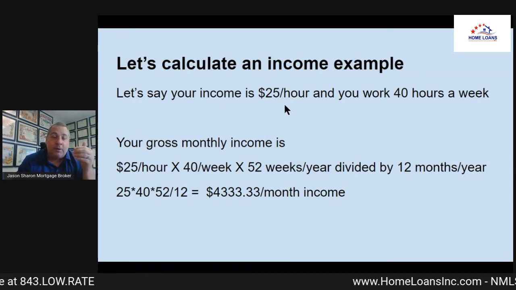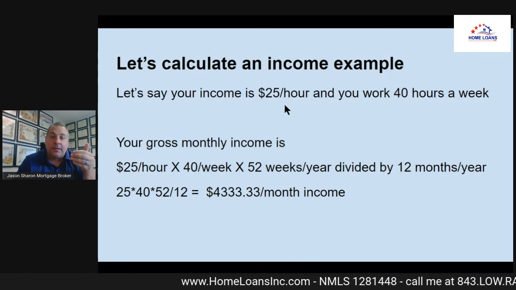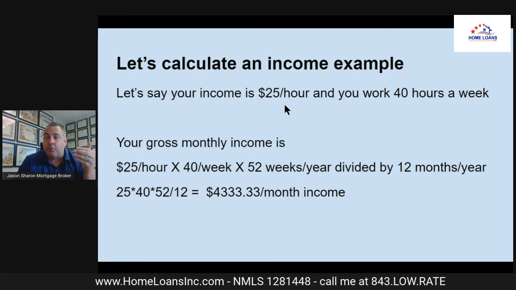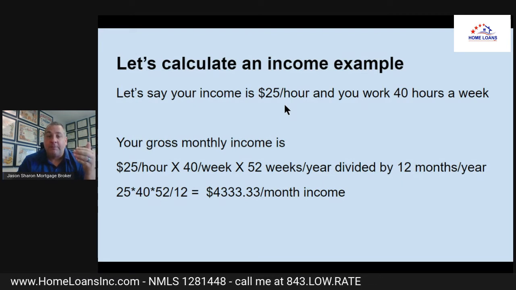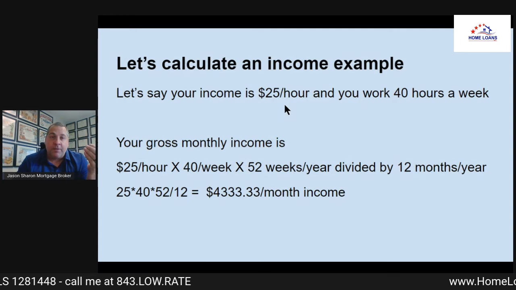So let's say you're making $25 an hour and you average 40 hours a week. Your gross monthly income is going to be $25 times 40 times 52 divided by 12 months per year. So you'd be at about $4,333 per month.